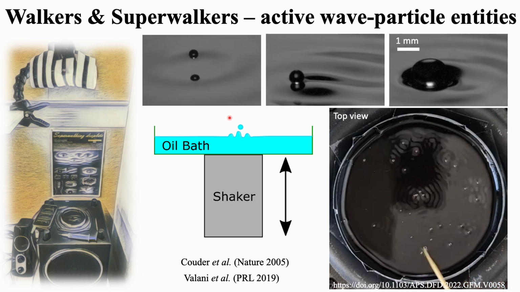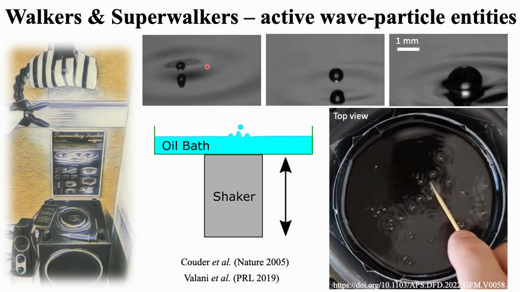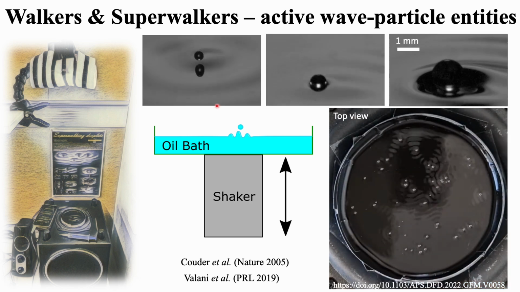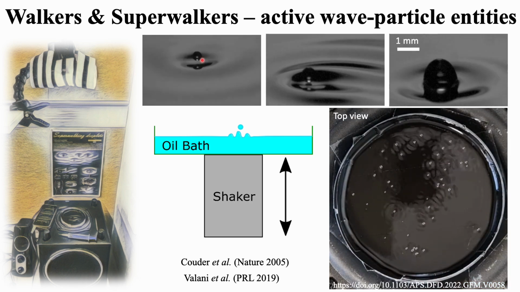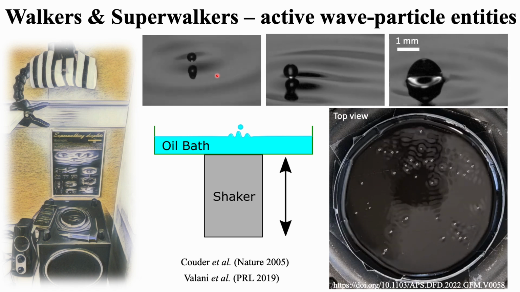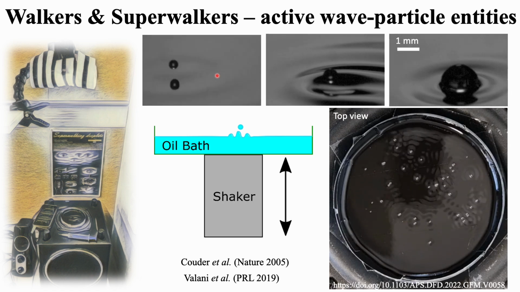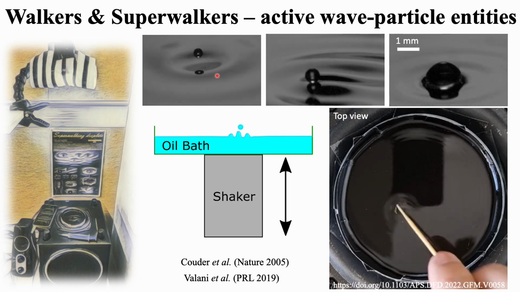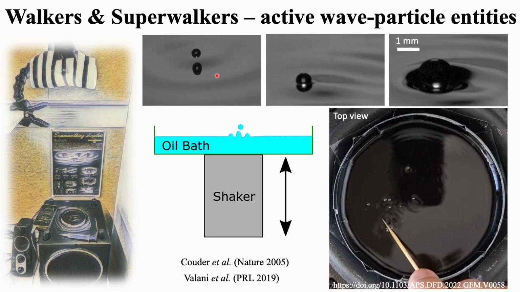The first is that the droplet and its underlying wave coexist as a wave particle entity. If there was no droplet, so if I were to poke the droplet, the underlying waves would decay completely and the liquid surface would become completely flat, right? So the wave and the particle here coexist.